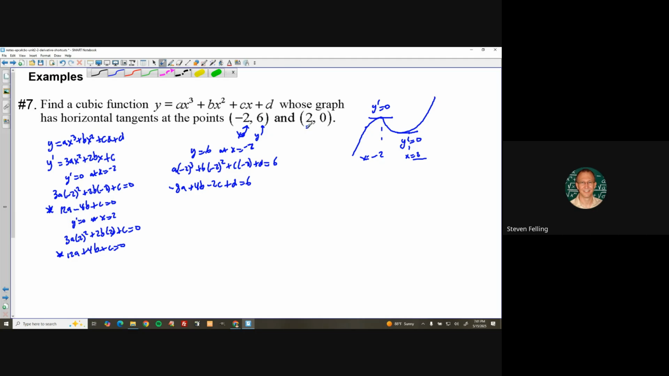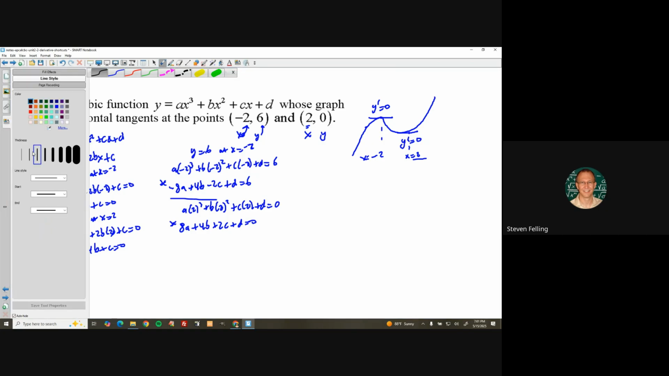And then I can do the same thing here. When x is 2, y has to be 0. So if I plug a positive 2 in for x here, in this equation for y, I'll get a times 2 cubed plus b times 2 squared plus c times 2 plus d. That has to produce a y of 0. And that is positive 8a plus 4b plus 2c plus d equals 0. That gives me 4 equations for these 4 unknowns. We'll change colors here and we'll do a system solution.